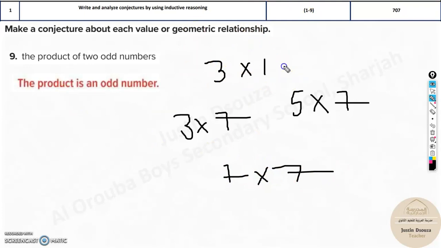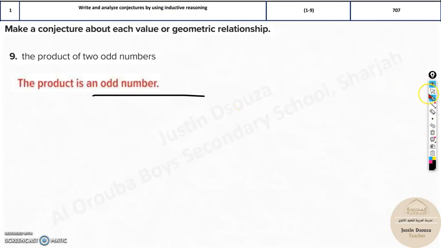Multiply them. Over here, the answer is 3. Here it's 21, 35, 49. Every time, 9 into 3, 9 threes are 27. So every time you take 2 odd numbers, the product is also an odd number. That is the conjecture. You take some examples, check it out, and then you can write it. So these are the 2 types of questions.